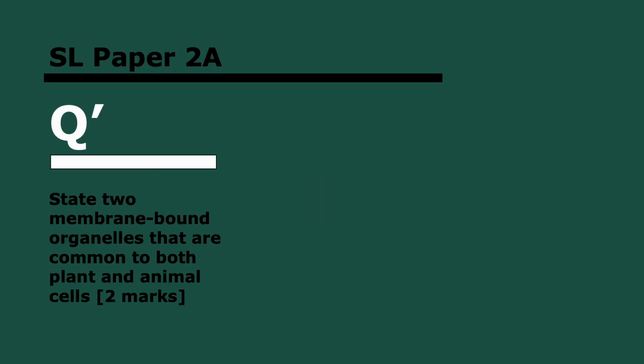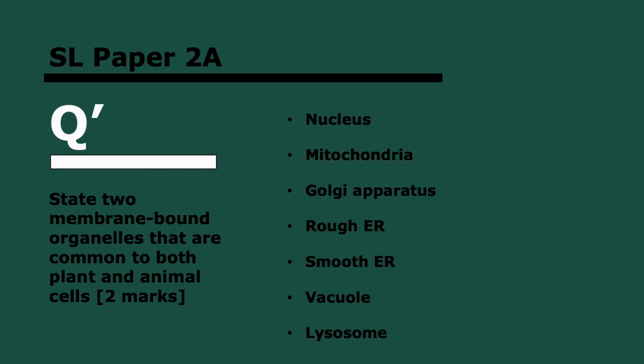So for paper 2A, the first question is to state 2 membrane-bound organelles that are common to both plant and animal cells. Now this should be easy because there's a ton. So 3, 2, and 1. All of these, right? The nucleus, the mitochondria, the Golgi, the rough ER, the smooth ER, the vacuole, the lysosome. Basically, all of them except for the chloroplast, which is only in plant cells. It's exclusive to those. It's not found in animal cells.